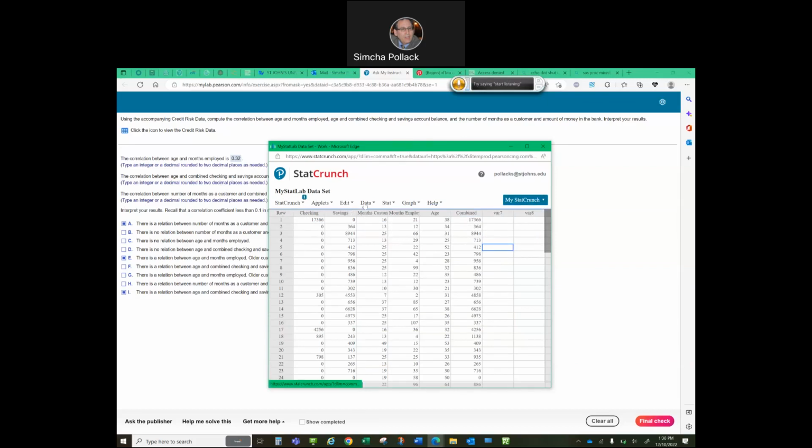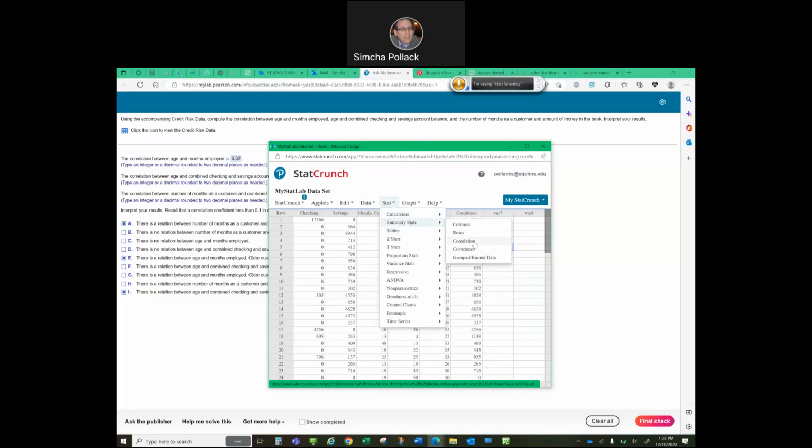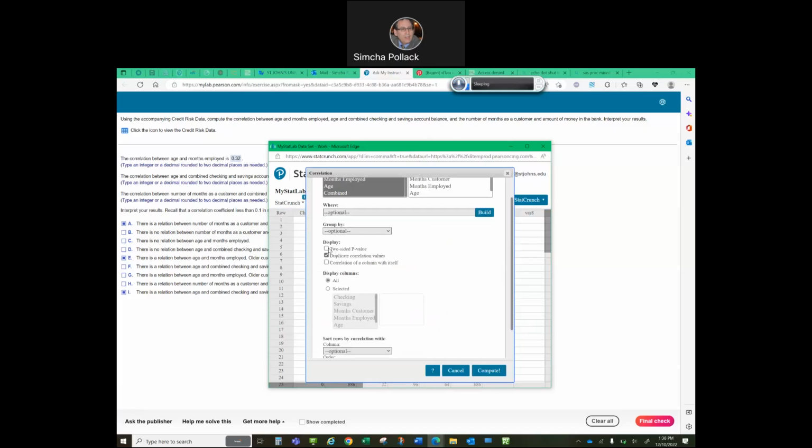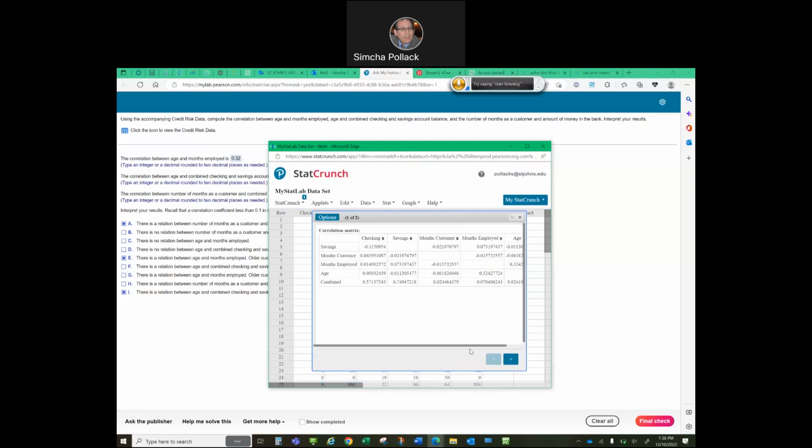Then we go to Stat, Summary, but this time we want to do a correlation summary. We want all these variables, so this one down to, with a shift, combined. We want duplicate the correlations. You'll see what that means in a second. We don't need the p-values for this example. Sometimes you do. And we want all the variables, and you hit compute, and that creates the following matrix.